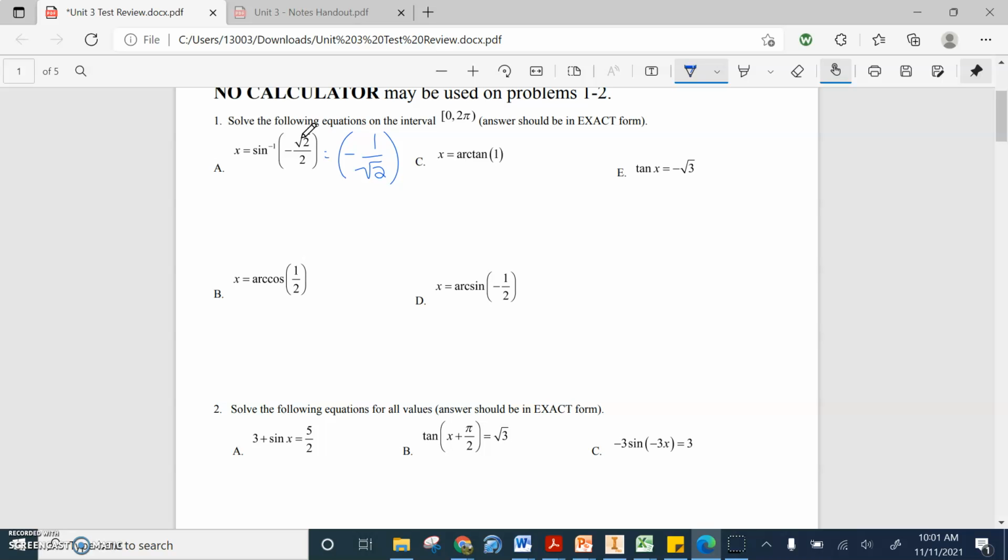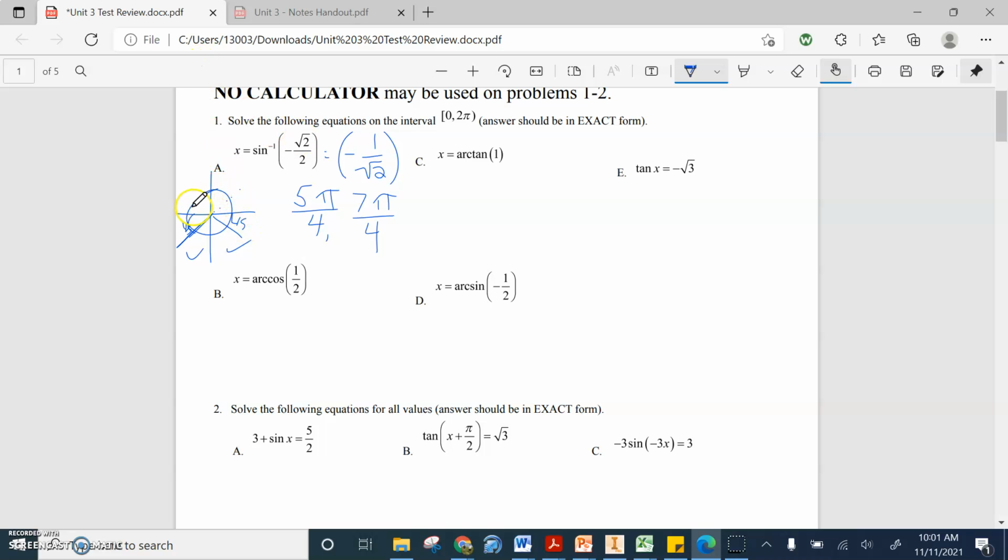But it's asking for the arc sine of the negative root 2 over 2. Sine is the y value. Y values are negative in quadrants 3 and 4. So we have this reference angle of 45 degrees on the unit circle, but we need to be down here and here. So really we're looking at 45 here and 45 here. Those two answers become 5 pi over 4 and 7 pi over 4.